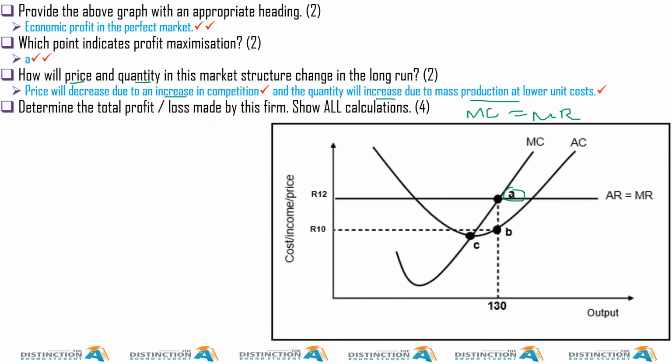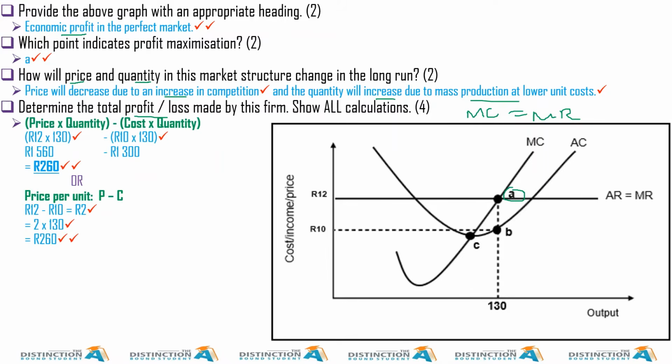Right, determine the total profit or loss. So they don't want to tell you what it is, because that will give you a clue on this. So yes, we all know it's economic profit. Why? Because AR is greater than AC. AR is 12, AC is 10. So because of that, the firm is making 2 rand profit per unit. So it's as simple as 2 times 130, which is 260, before you even calculate. So your answer must be that. 260, there we have it.